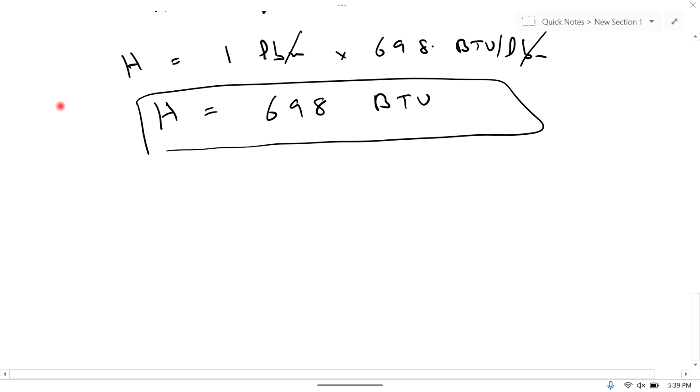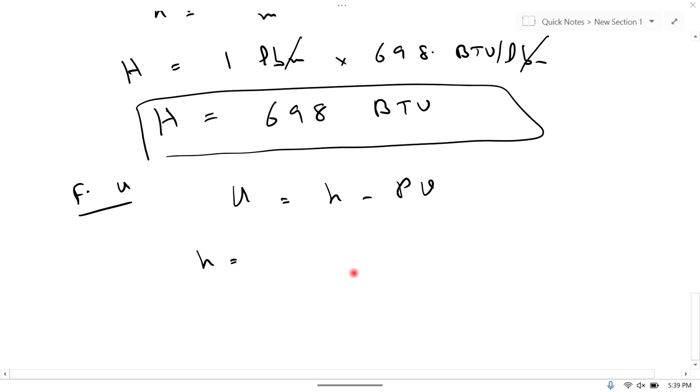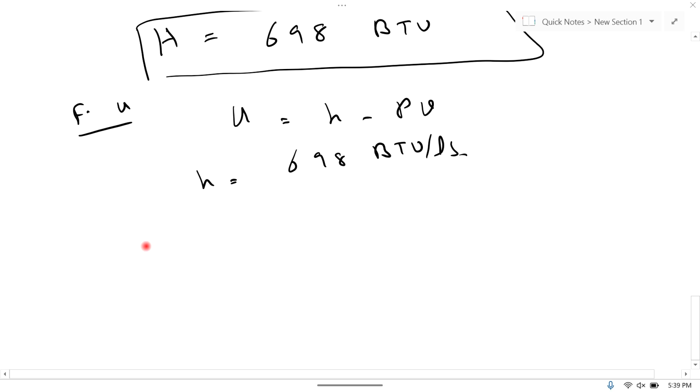Now we have to find internal energy. If UF and UG are given in the steam table, then you can use the table for finding U. But if not available, then you will use a formula for U. For U, you will use the formula U is equal to H minus PV. H, specific enthalpy, is already found by us, 698 BTU per pound mass. First we have to find PV in this unit, BTU per pound mass.